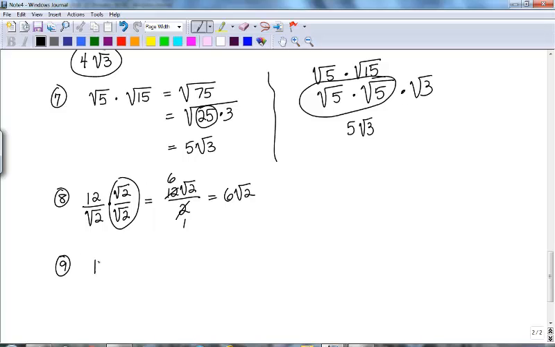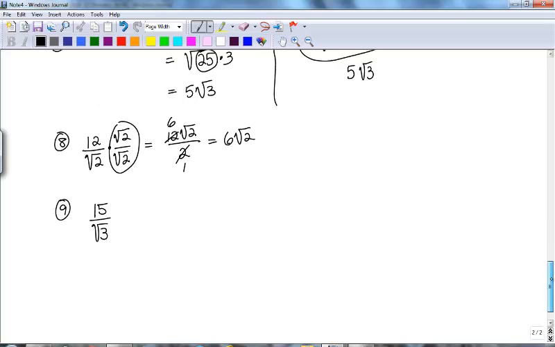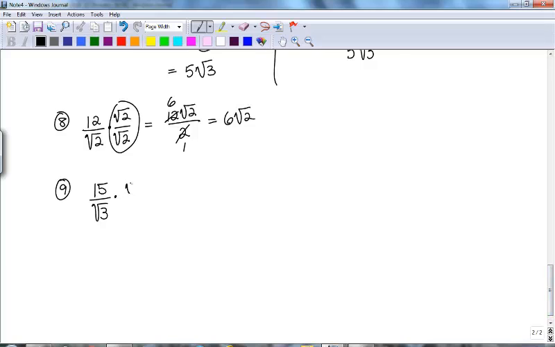If I said 15 divided by radical 3, you can't leave that radical down in the denominator, so multiply by radical 3 over radical 3. That'd be 15 radical 3, and radical 3 times radical 3 is just 3. Then reduce this 3 and the 15, so you get 5 radical 3. Everybody okay with that?